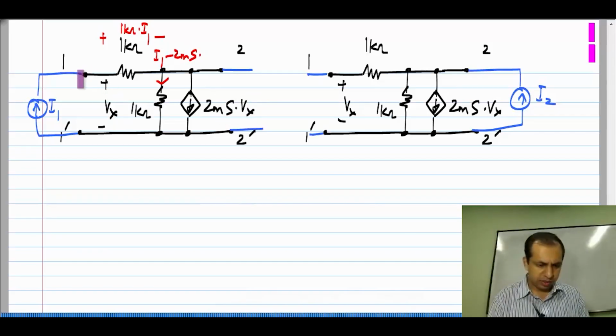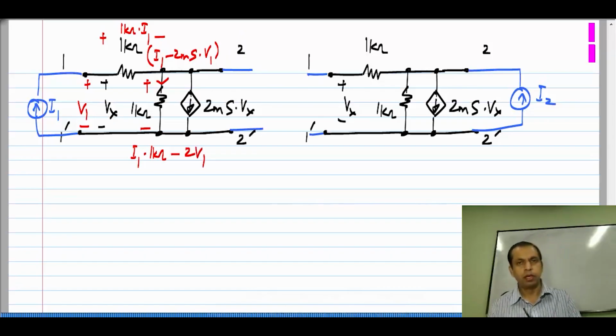and in this circuit you see that Vx equals V1, because the voltage here is V1. So, Vx is the same as V1. So, I will write this as I1 minus 2 millisiemens times V1. So, that is the current that flows over there. So, the voltage drop across this is this current times 1 kilo ohm, which is I1 times 1 kilo ohm minus 2 millisiemens times 1 kilo ohm times V1, which is minus 2 V1.